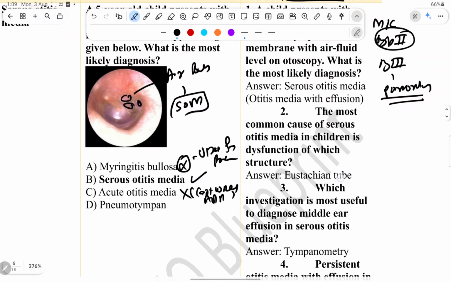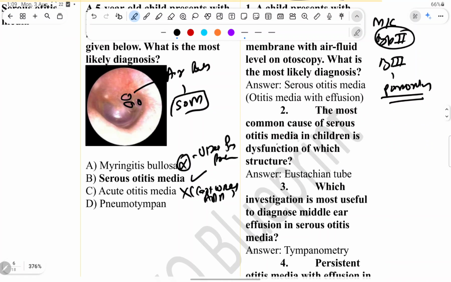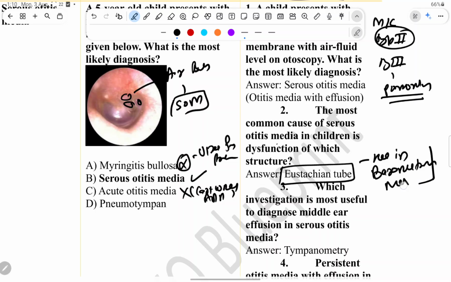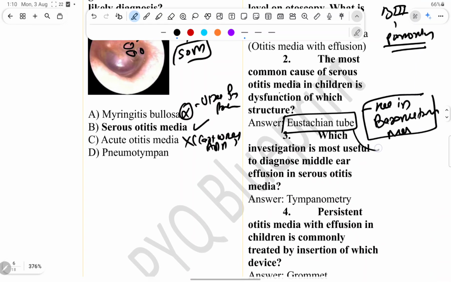Most common cause of serous otitis media in children is dysfunction of which structure? The Eustachian tube. It helps in barotrauma management, equalizing the pressure, and also helps in the drainage of secretions.